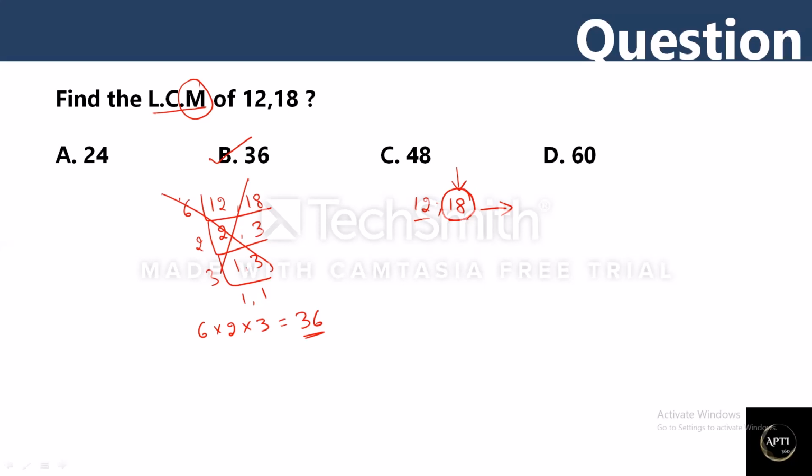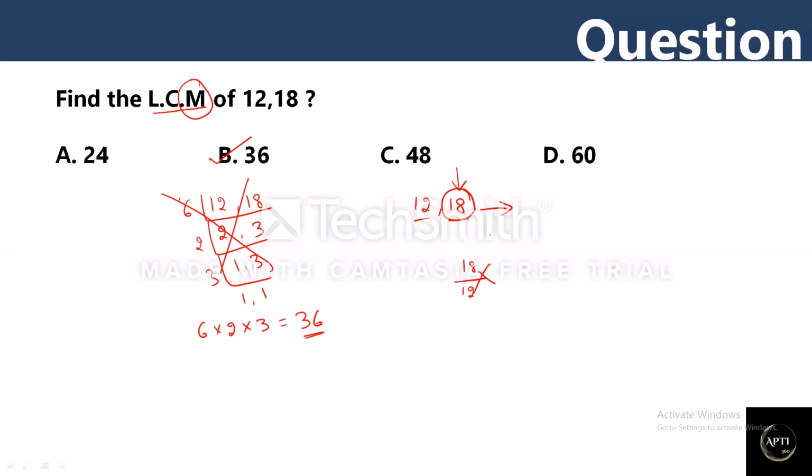Quite simple. And how can we decide whether the answer is the highest number or a multiple of it? See here, in the list of 12 and 18, the highest number is 18. So either my answer is 18 or a multiple of 18. Just by looking at the value, we can easily understand whether 18 is exactly divisible by 12 or not. 18 is not exactly divisible by 12, so 18 is not our LCM.